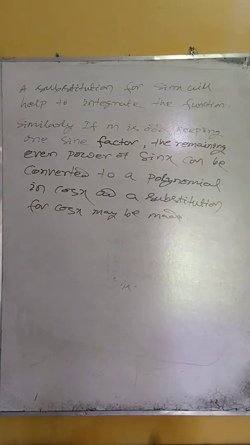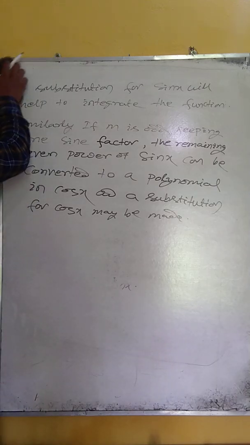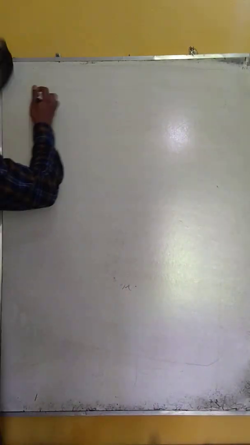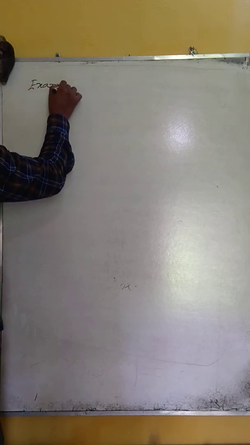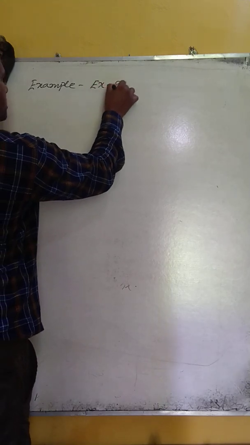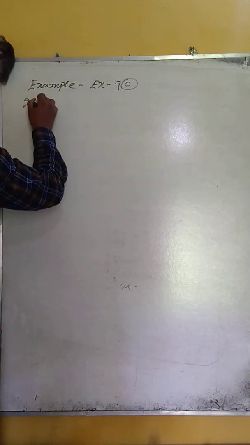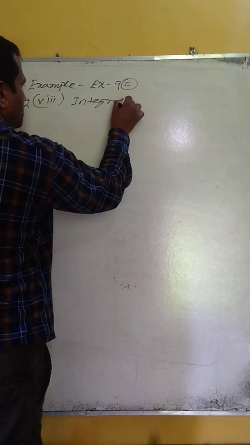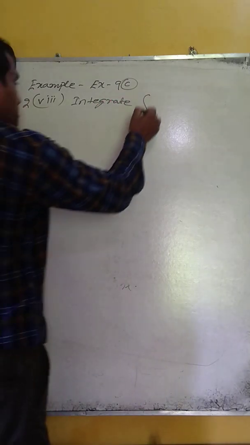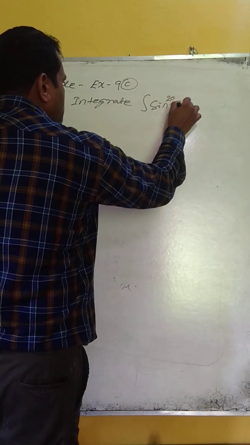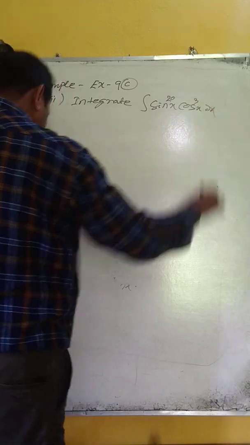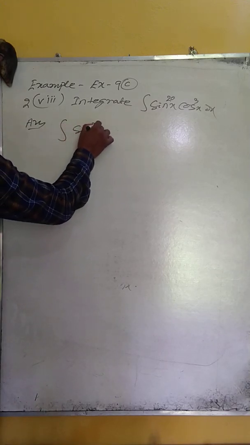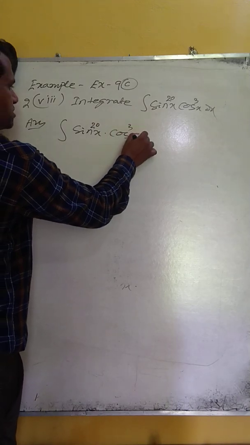Now take an example from your exercise 9c, number 2, part b, triple a. Integrate sin to the power 20 x cos cube x dx. Okay, answer. Integral sin to the power 20 x into cos cube x dx.